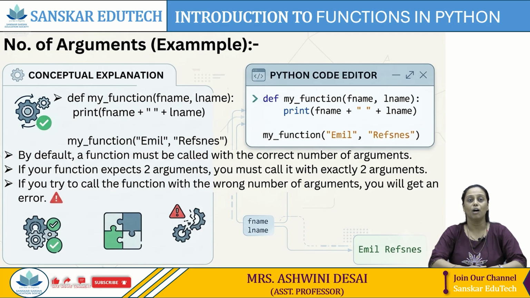By default, a function must be called with the correct number of arguments. If your function expects 2 arguments, you must call it with exactly 2 arguments. If you try to call the function with the wrong number of arguments, you will get an error.